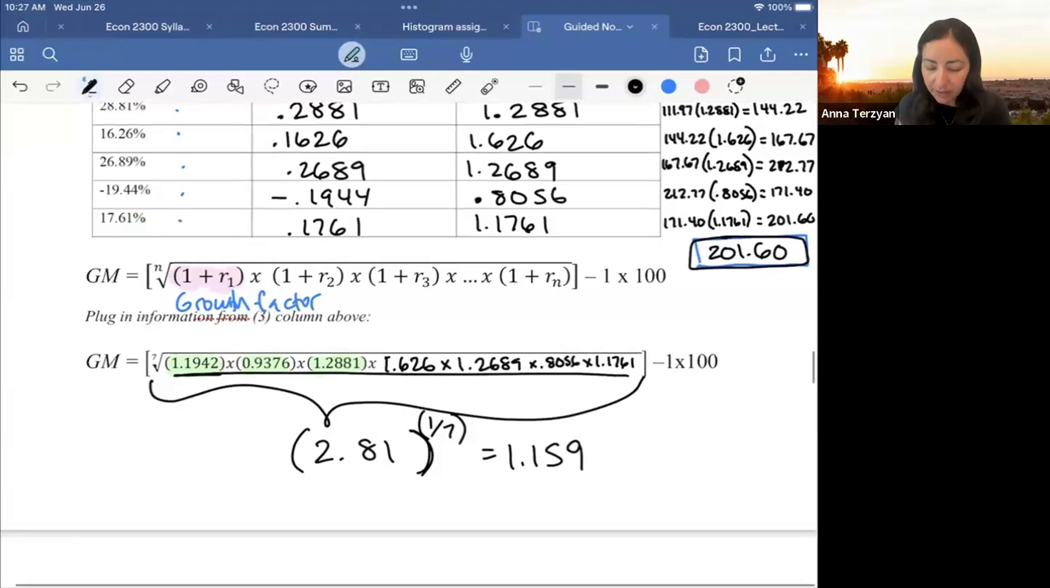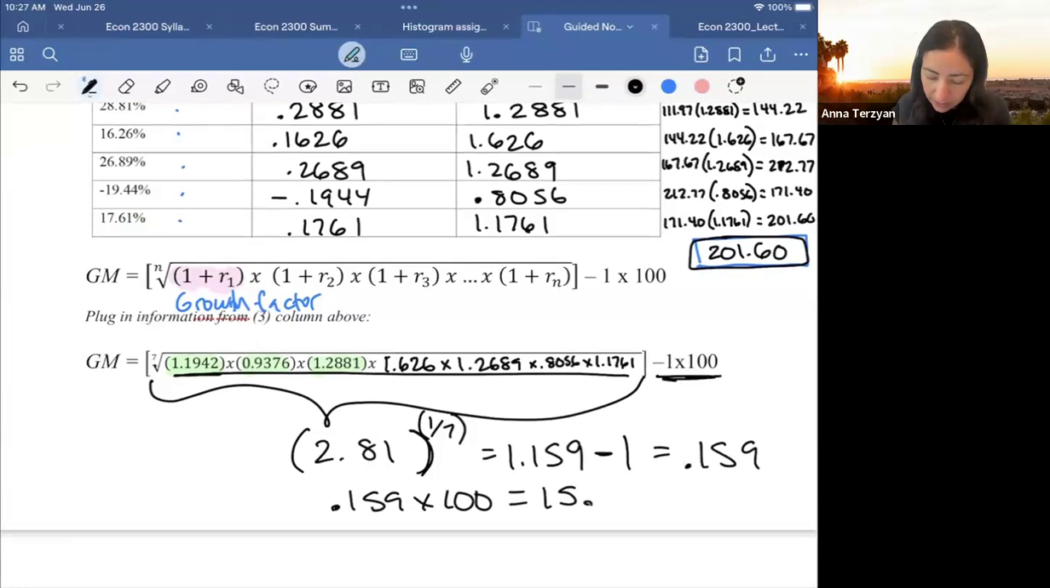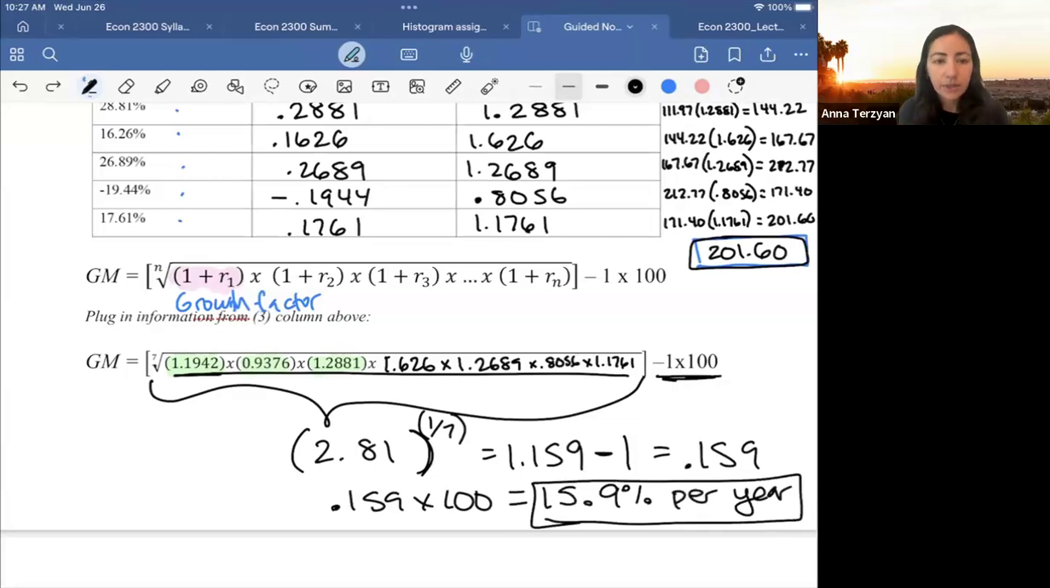Now, basically from there, we're going to subtract 1. So we're left with 0.159. And then to convert it back into a percent, we're going to multiply it by 100. And what this is going to tell us is that the average growth over the 7 years is 15.9% per year.